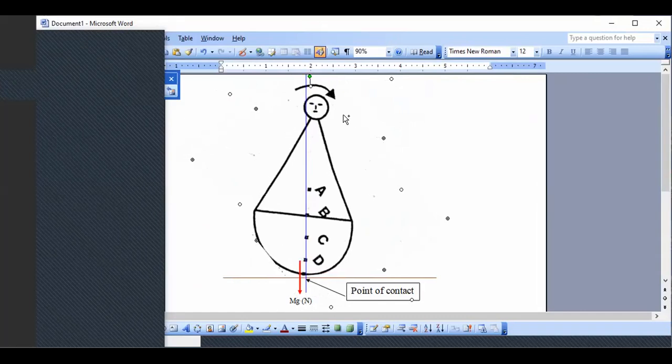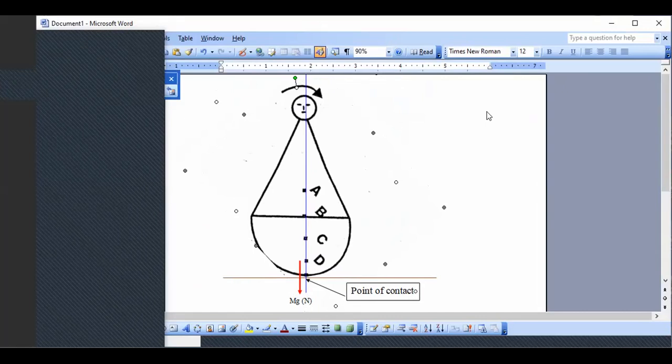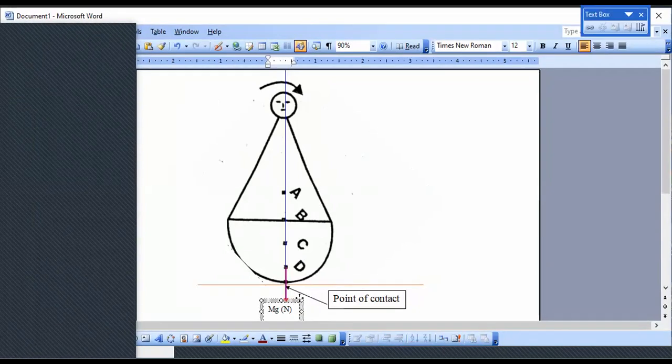Can you understand it? Right. So this is the vertical position. Now what is the moment here? Still the weight is acting through the point D. Now what is the moment of this mg force? Somebody unmute the mic and tell me.